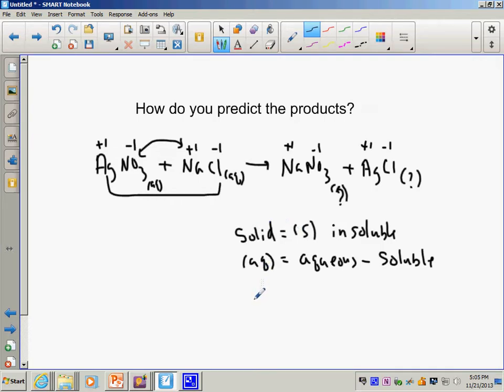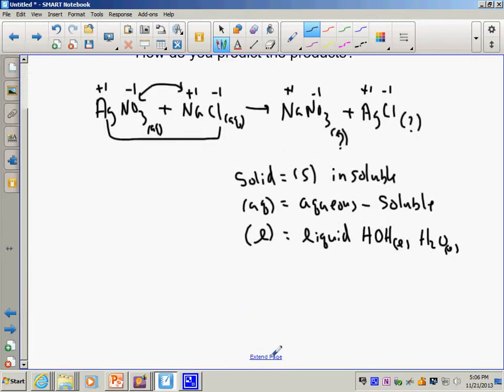We could also have an L, which would be for a liquid, not dissolved, just purely liquid. The only time we'll really see that a whole lot in these types of reactions is where we have HOH formed, which is liquid water. Of course, you could write it like that, or we could write it like H2O liquid. Okay, I will do one more example where we're just going to predict some products.